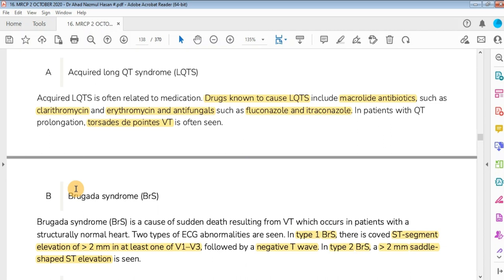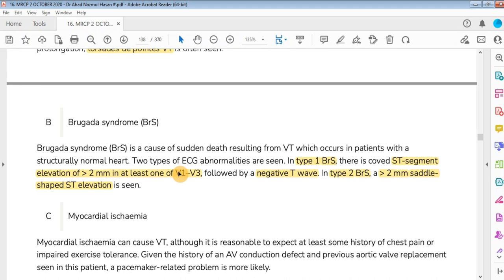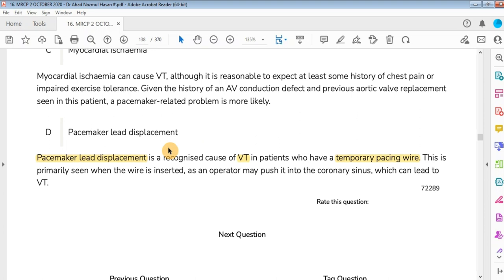And Brugada syndrome will have J point elevation in leads V1 to V3. Myocardial ischemia will have central chest pain. And pacemaker lead displacement can only occur in case of temporary pacing. And this can occur in permanent pacemaker insertion.